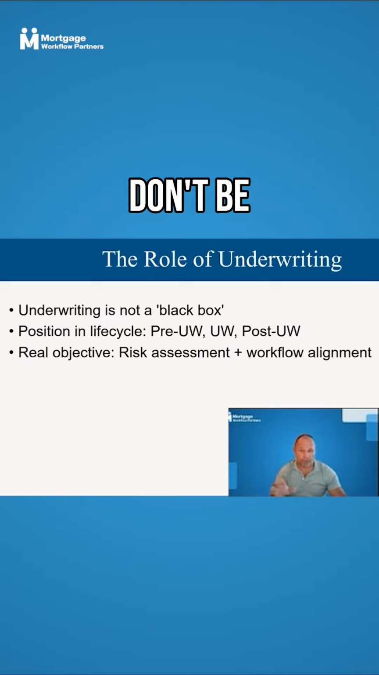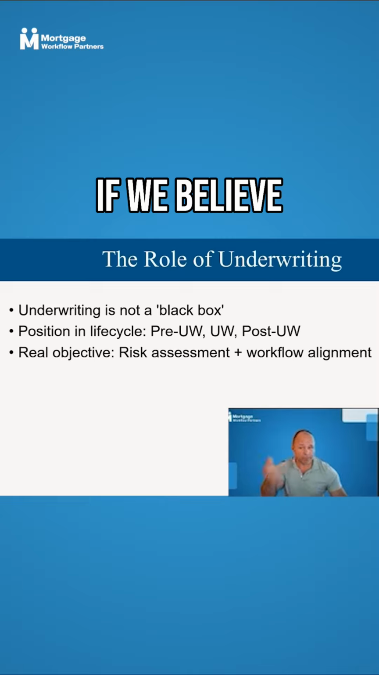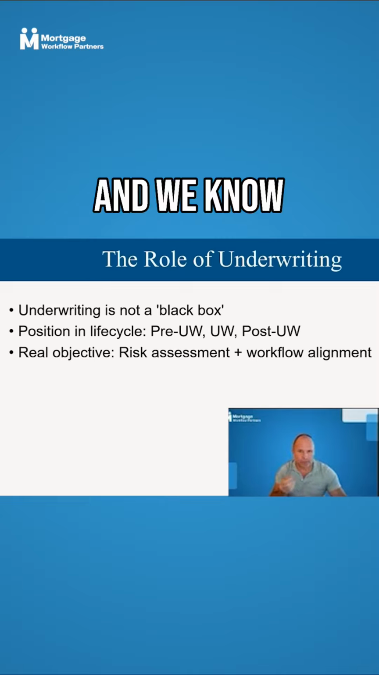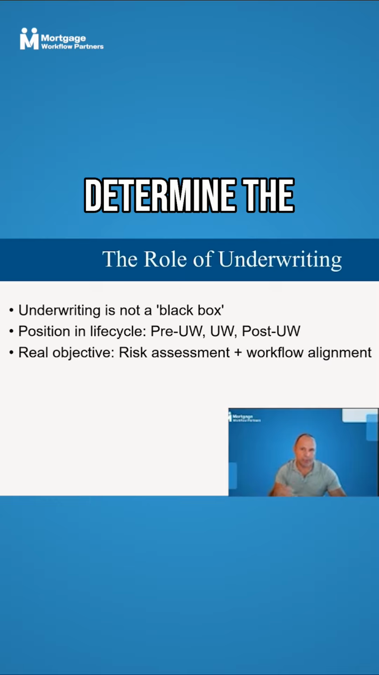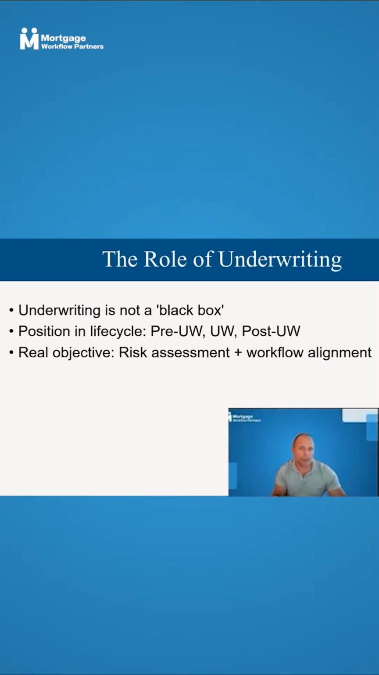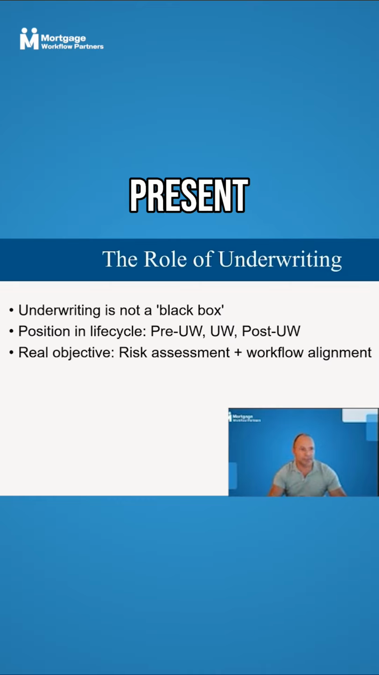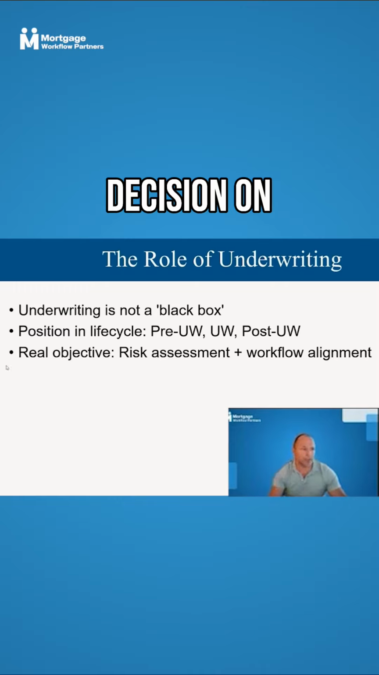And don't be confused, a document is nothing more than data. So when we look at a pay stub, it's the data. When we look at bank statements, it's the data. And if you buy into that argument that we're really just reviewing the data, and we know that underwriting is nothing more than a set of rules, how quickly can you have the data evaluated in your file to determine the underwriting outcome? How quickly can you pivot your workflow so that as soon as that data is present in the file, we can make at least a partial underwriting decision on that loan?